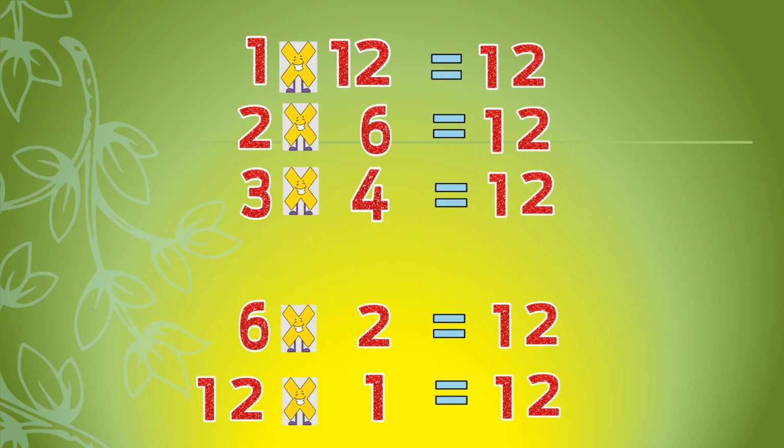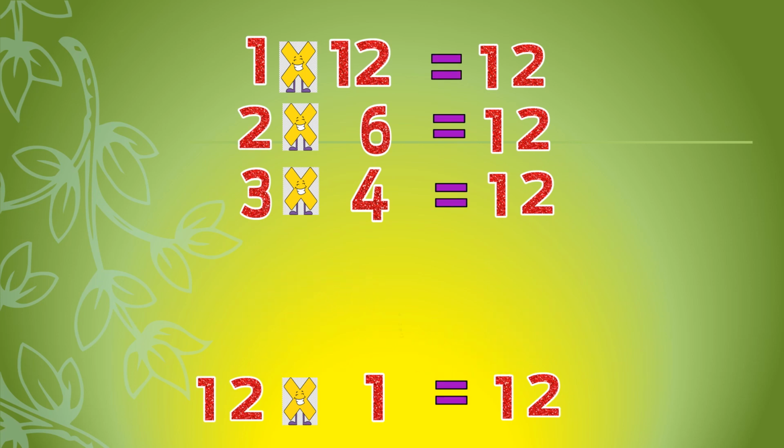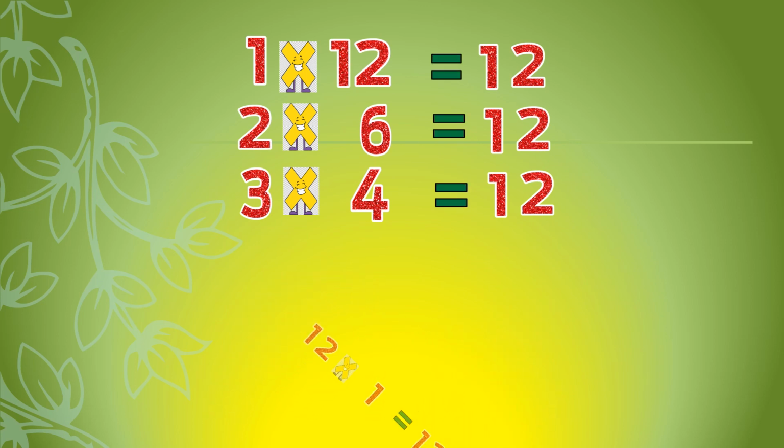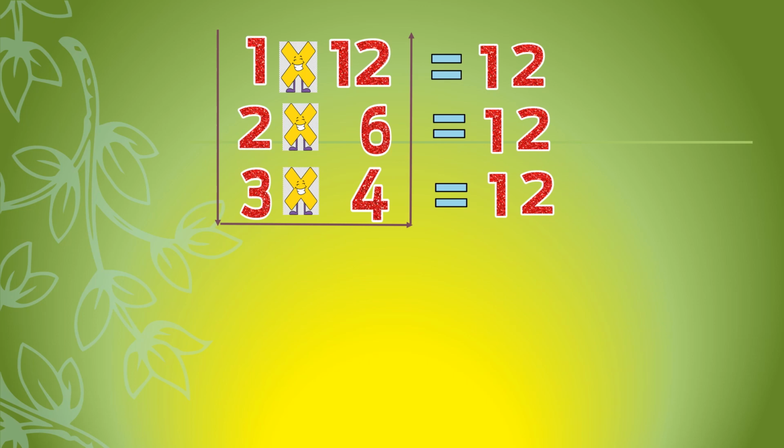Therefore, we remove 4 times 3, 6 times 2 and 12 times 1. So now we obtain all the factors of 12. These are 1, 2, 3, 4, 6 and 12.